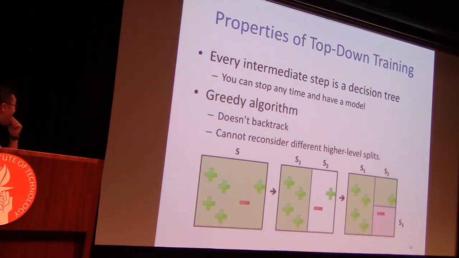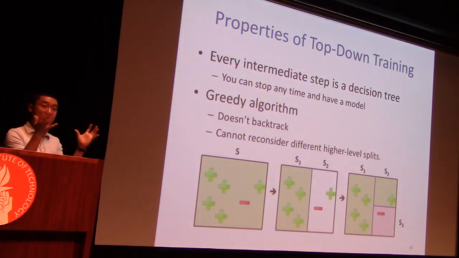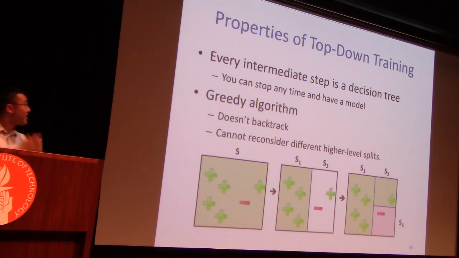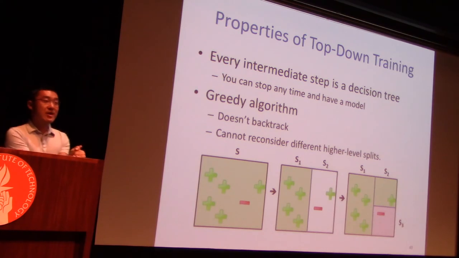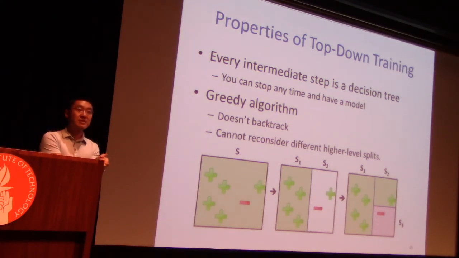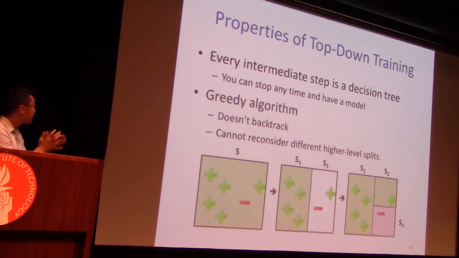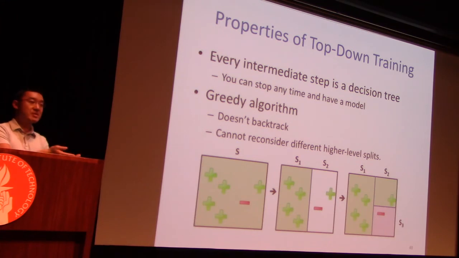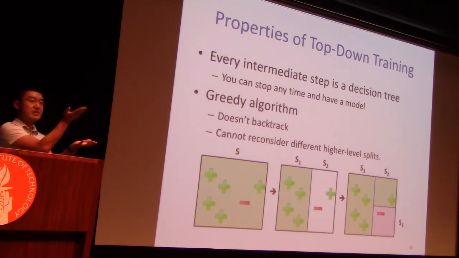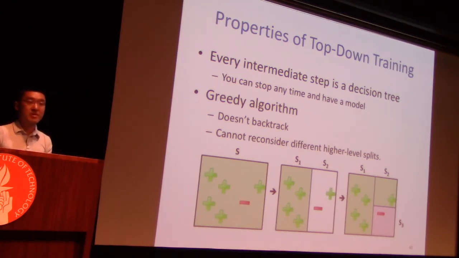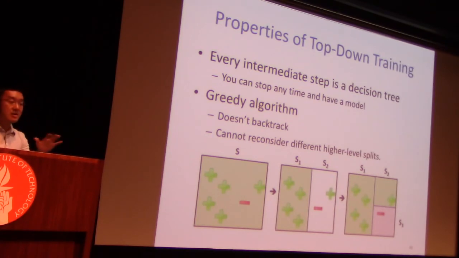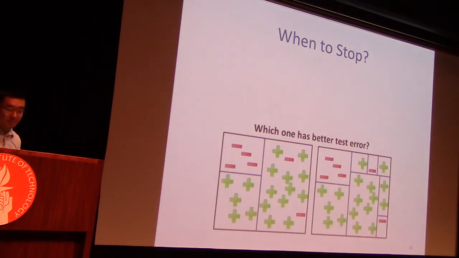Okay. So every intermediate step, just to summarize what we've seen so far, is a decision tree. You can stop this top-down training algorithm anytime you want and have a valid decision tree. This is a greedy algorithm, so it doesn't backtrack. It doesn't say, oh, I think I made a mistake, let's revert some of these splits and try a different split. We don't do any of that. So in that sense, this is a greedy algorithm. And so now the question is when to stop.